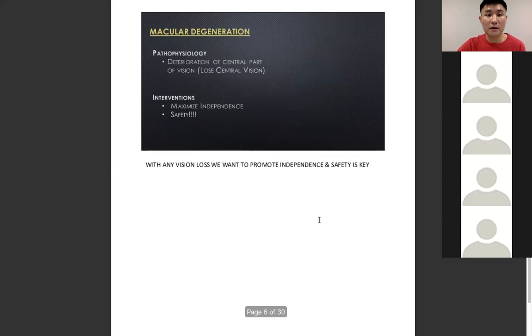All right, let's move on. Next is macular degeneration. Basically this is the deterioration of the central part of the vision. They lose the central vision. Intervention: maximize independence and safety. With any vision loss, we want to promote independence, and safety is key.